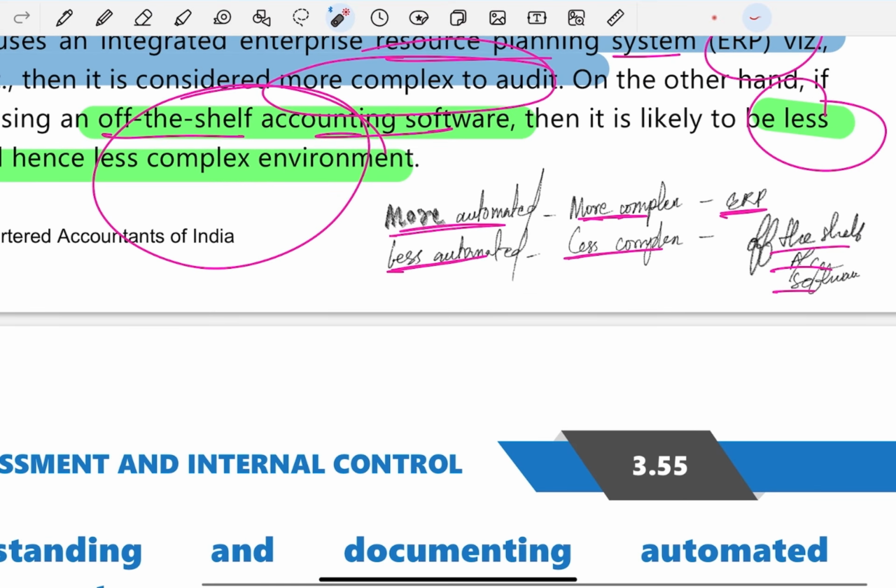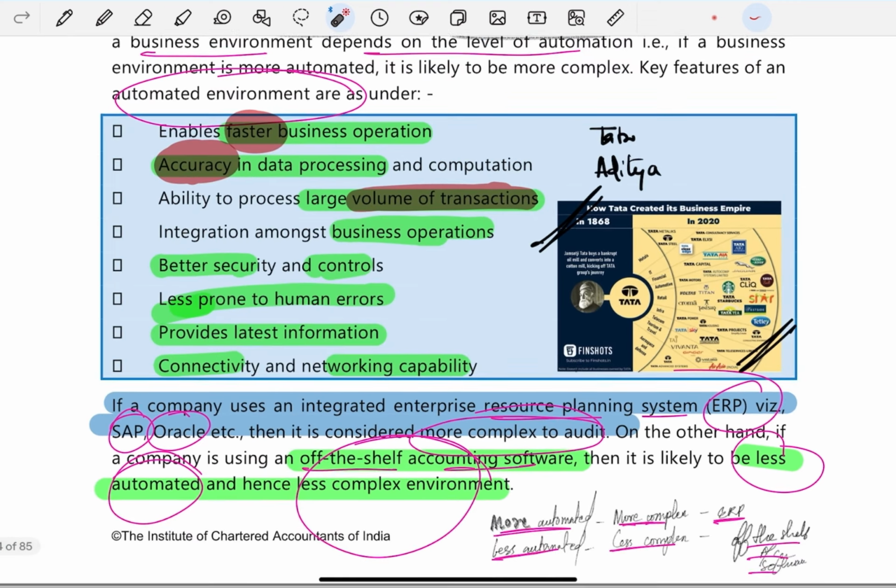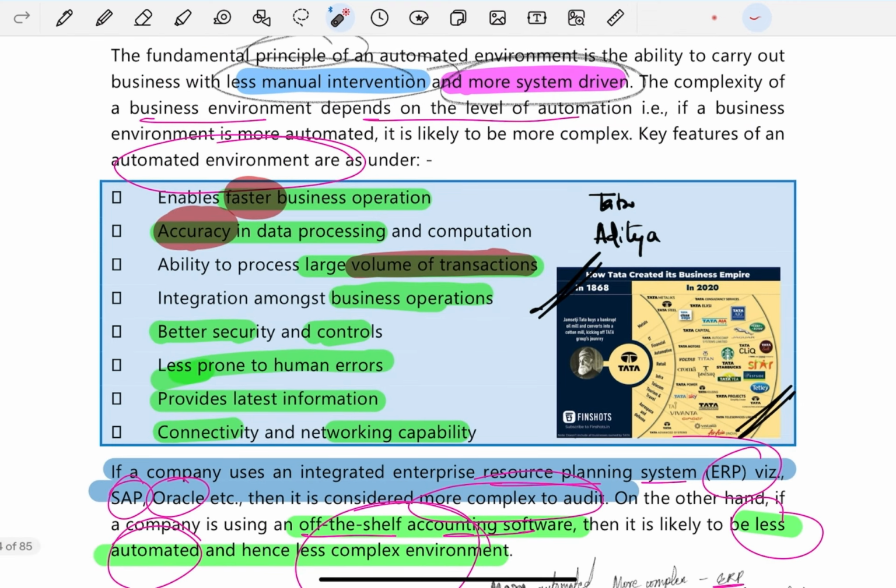In automated environment, remember one thing: the more automated the environment is, the more complex it becomes. Like in the case of ERP. The less automated it is, the less complex it is, like in the case of off-the-shelf accounting software.